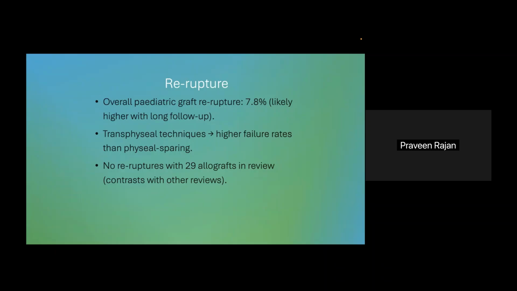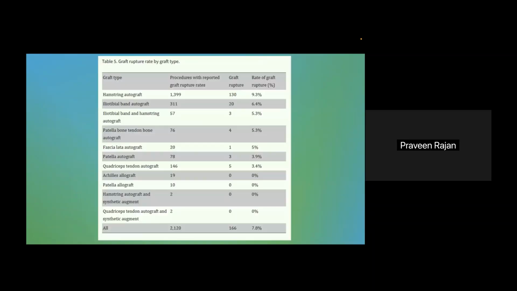Transphyseal techniques showed higher failure rates than physeal sparing. There were no re-ruptures with 29 allografts in our review, in contrast to most other studies where allograft showed a high rate of graft ruptures. So these were the graft rupture rates by graft type. We see the hamstring autograft had almost 9.3% graft failures.